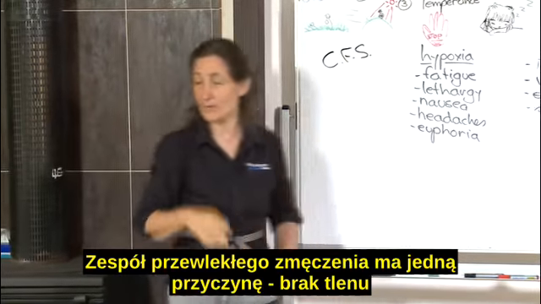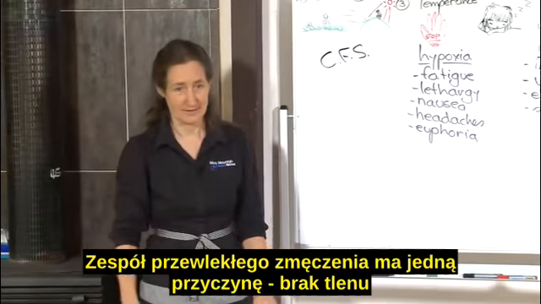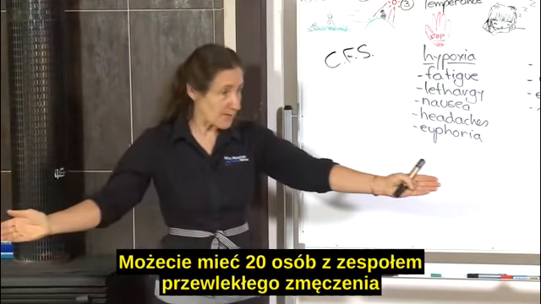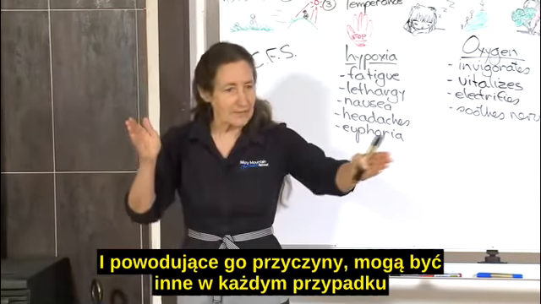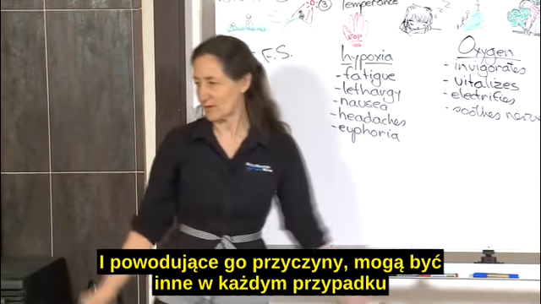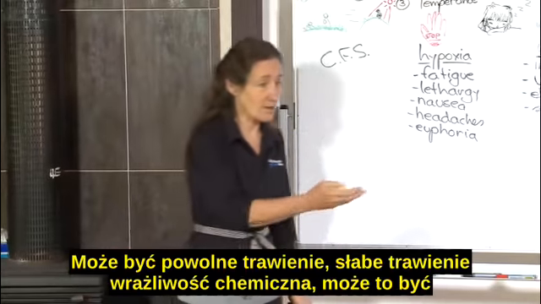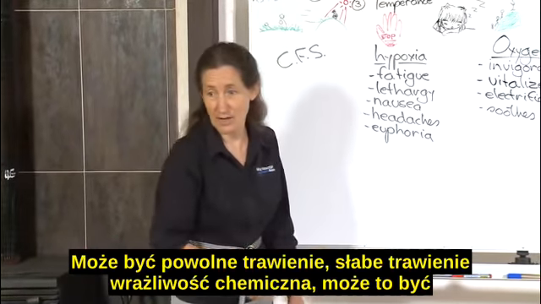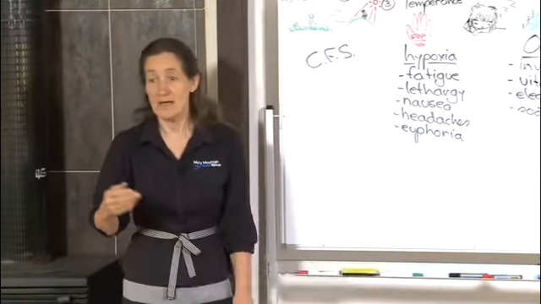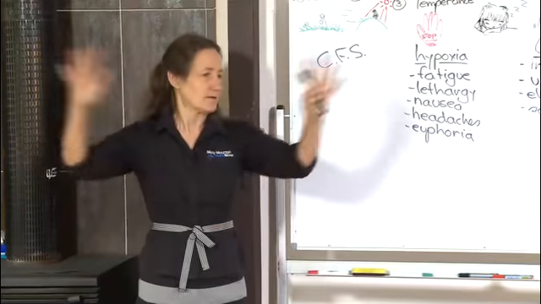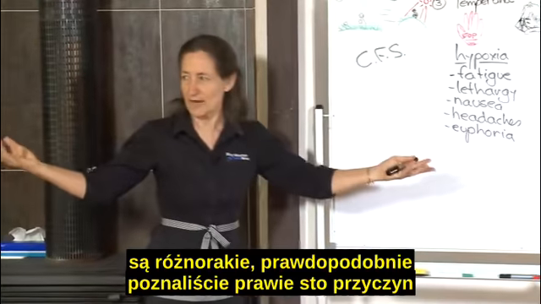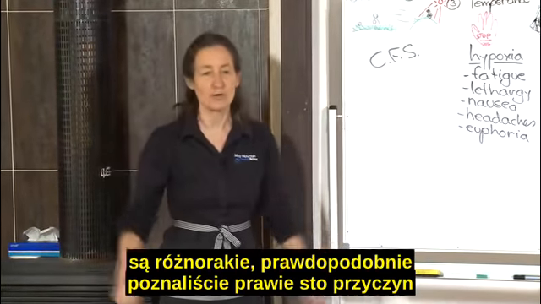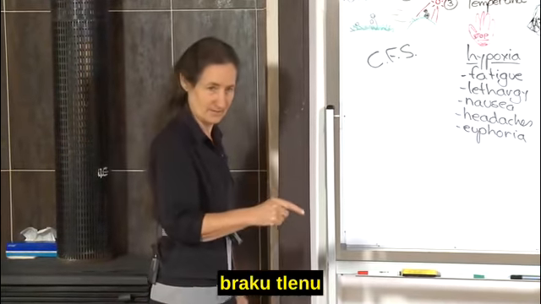Chronic fatigue syndrome has one cause. It's lack of oxygen. Now you might have 20 people with chronic fatigue syndrome, and the threads that come in to cause it can be different in every case. It might be slow digestion, it might be poor digestion, it might be chemical sensitivity, it might be heavy metal poisoning. The causes are varied. You probably have a look at almost over 100 causes of lack of oxygen.